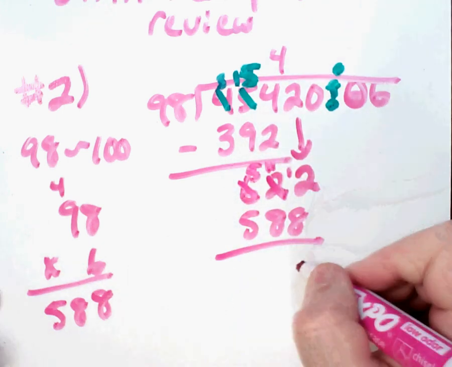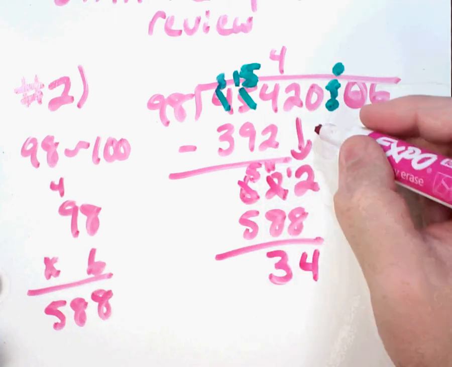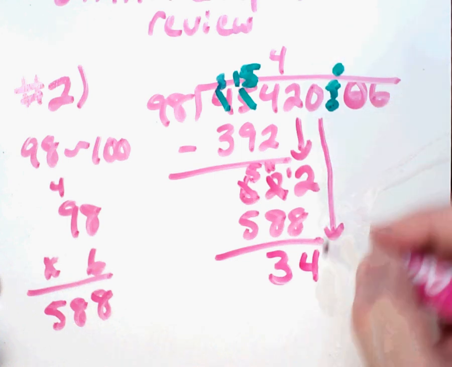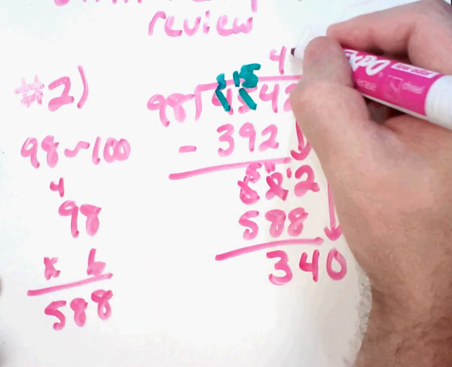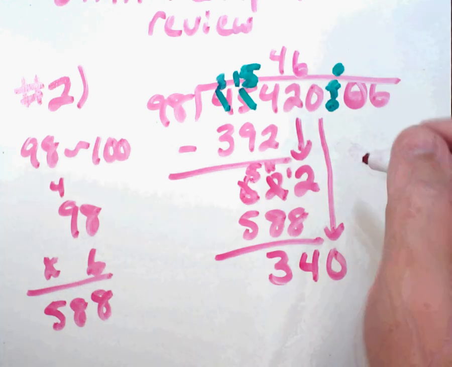12 minus 4, 12 minus 8 is 4. 11 minus 8 is 3. Let's get 34. Pull down my 0. Man, I'm all kinds of flustered. Getting the right numbers, getting stuff wrong, not regrouping. Who is this guy?